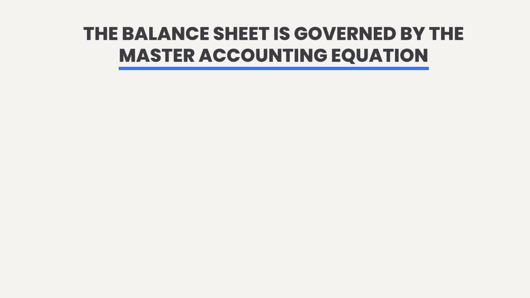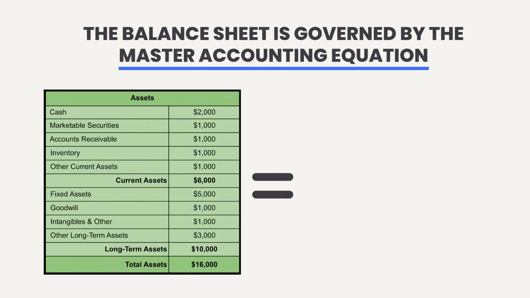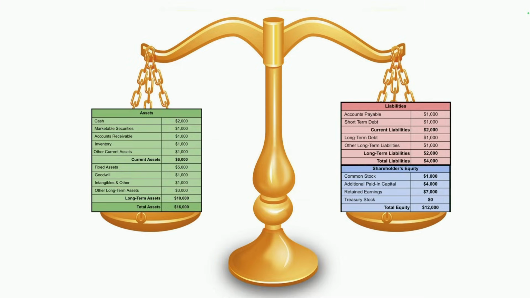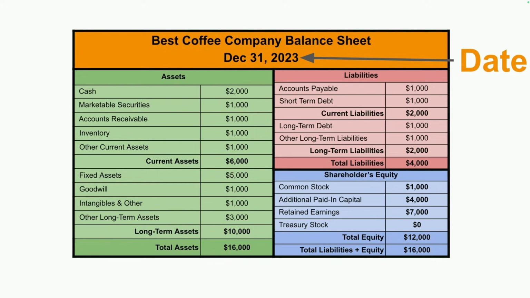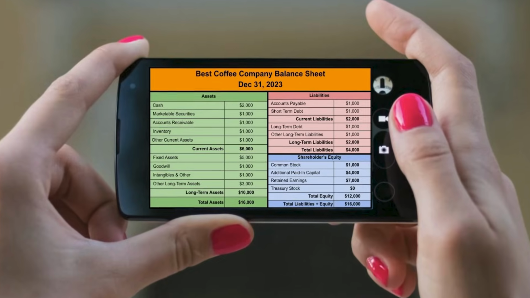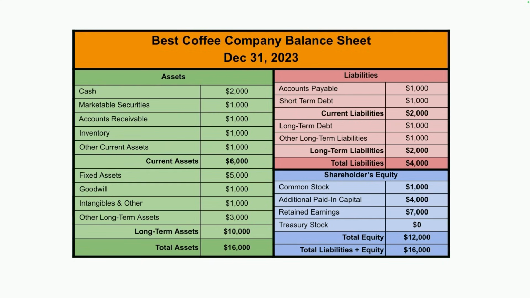The balance sheet is governed by the master accounting equation, which states that assets must always equal liabilities plus shareholders' equity. This equation must always be perfectly in balance, hence the name of the balance sheet. Now, an important detail to know right away is that a balance sheet always has a specific day associated with it. Think of this date as if someone took a picture of a company's net worth on paper. That picture is an account of the company's net worth as of that specific date.